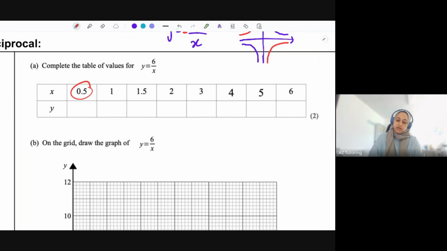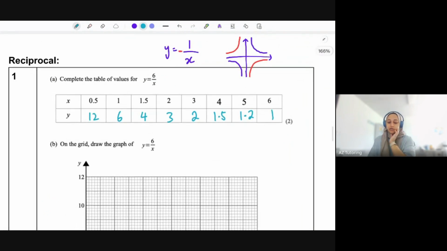So substituting x equals 0.5 into here, we've got 6 divided by 0.5, that is 12. 6 divided by 1 is 6. 6 divided by 1.5, we get 4. 6 divided by 2 is 3. 6 divided by 3 is 2. Divided by 4 is 1.5, divided by 5 is 1.2, and divided by 6 is 1.